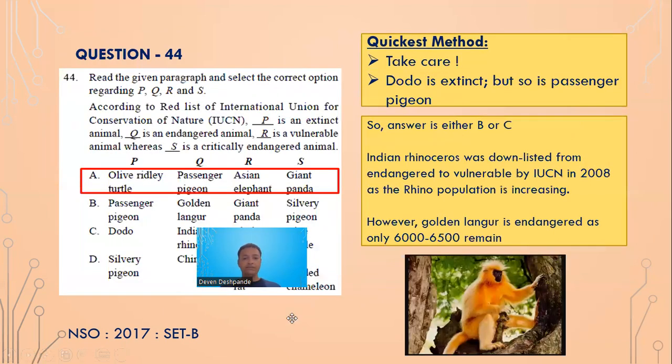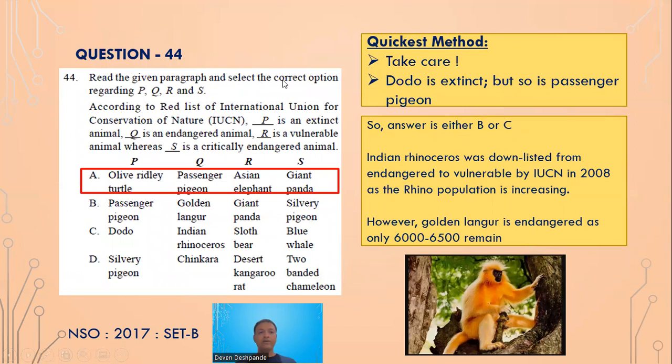Okay, next one. Refer to the given paragraph and select the correct option regarding P, Q, R, and S. According to the Red List of the International Union for Conservation of Nature, P is an extinct animal and Q is endangered. Now here only solve for two.